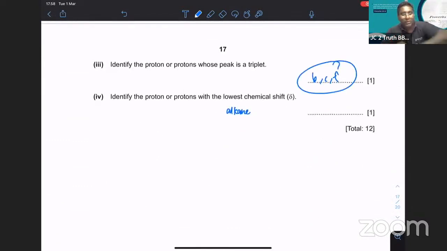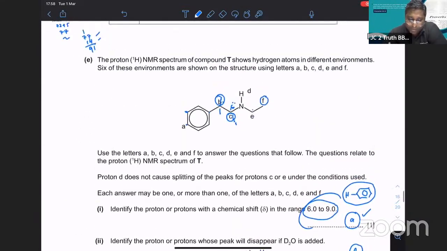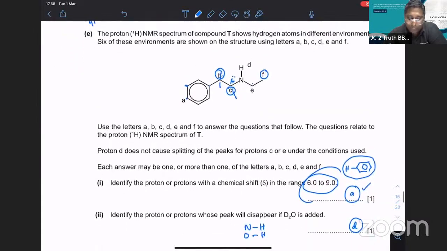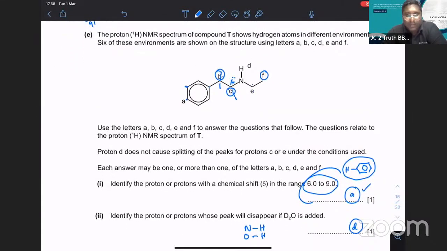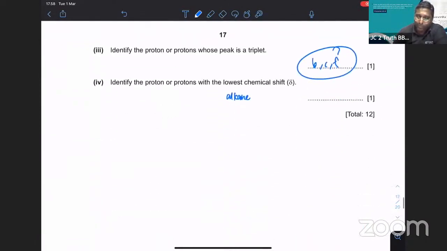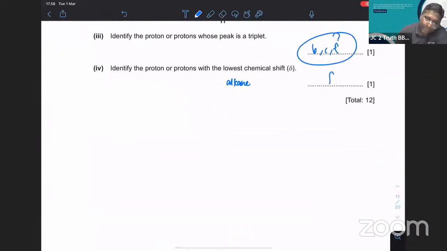Identify the proton or protons with the lowest chemical shift. If you look at the data booklet, the lowest chemical shift is the one that is alkane, the one attached to carbon only, nothing to benzene or nitrogen and so on. The simple one is going to be F. F is attached to another carbon over there, so the hydrogen is attached to carbon only, so this is going to be the lowest. So it's going to be F.